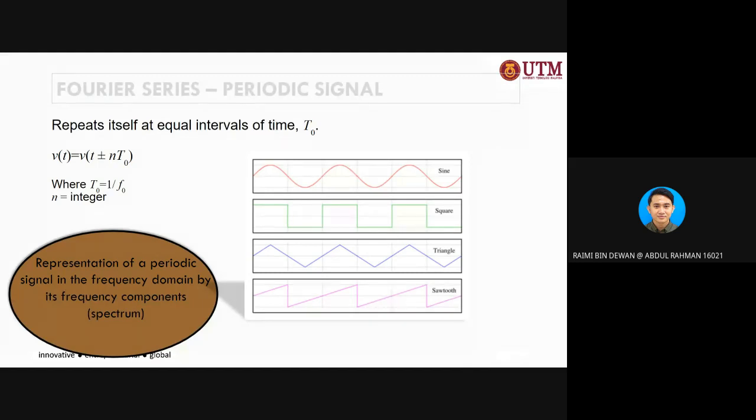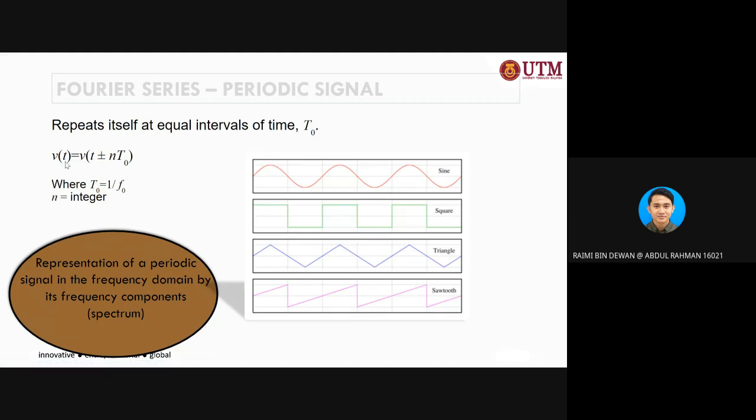Then we go to the next one, the Fourier series of a periodic signal. What does it mean by periodic? It is repeated. It repeats itself at equal intervals of time T naught. So T naught is actually the complete cycle. Every complete cycle it will repeat, and repeat. So this is periodic.